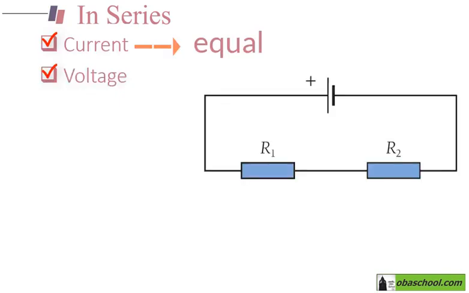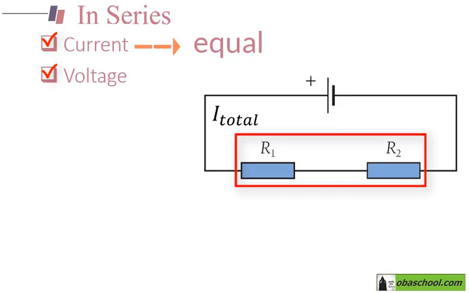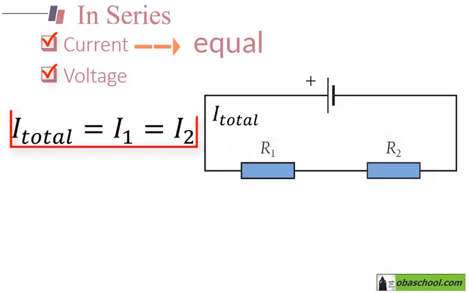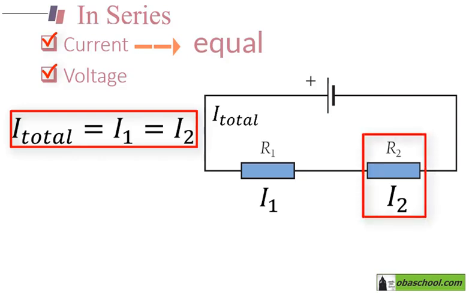So, if there is a circuit with a battery connected in series with two resistors, R1 and R2, the total current passing through this circuit, I total, is equal to I1, which is the current passing through resistor R1, and equal to I2, which is the current passing through resistor R2.